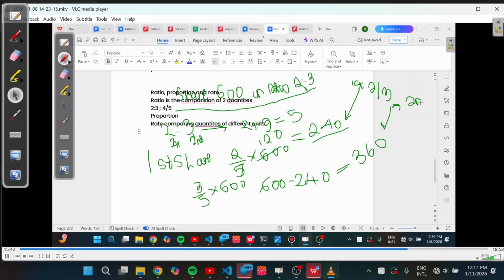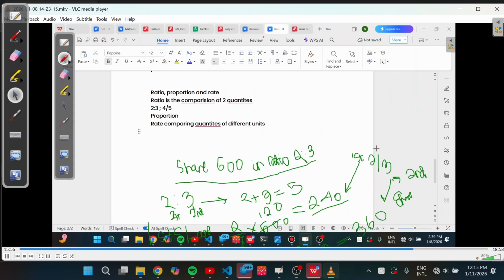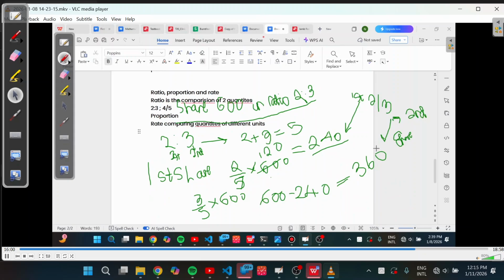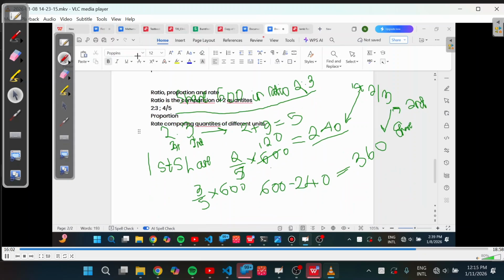So we have the first share to be 240 and the second share to be 360. Make sure to always write it down in your question paper if you are given this kind of question in an exam like JAM or WAEC. Because they always want to see your workings. They always want to see it. You have to explain the steps one by one.